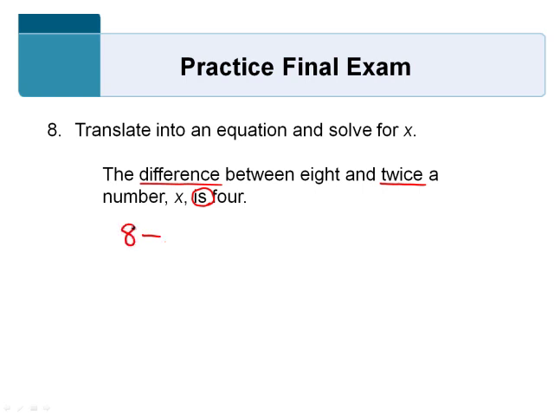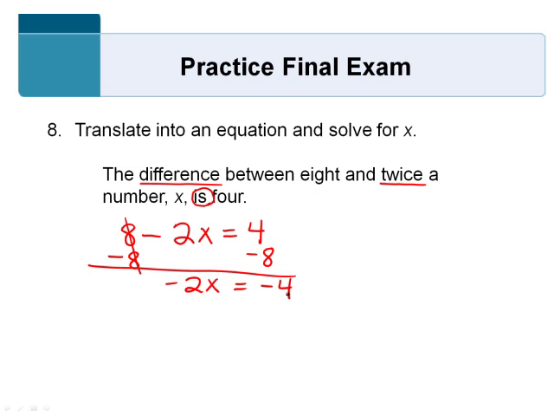So the first thing you need to do is put 8 there. So the difference between that and twice a number. Twice a number means 2 times, so 2 times x, and then is your equal sign, 4. So that's the equation that we're going to solve. We're going to start by subtracting the 8 from both sides. The 8's cancel, so negative 2x comes down, and 4 minus 8 is negative 4. Then divide both sides by negative 2, and x equals positive 2.